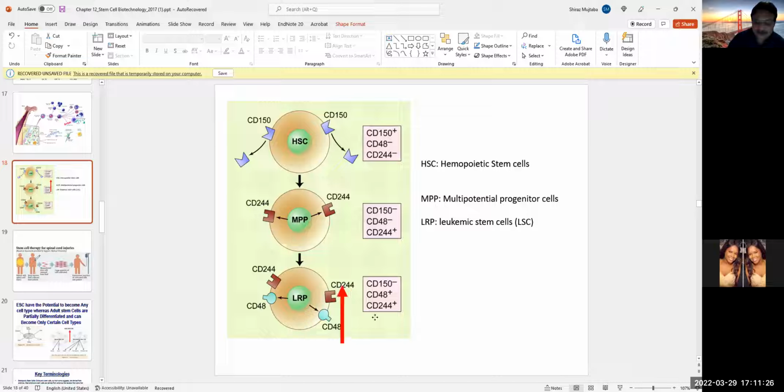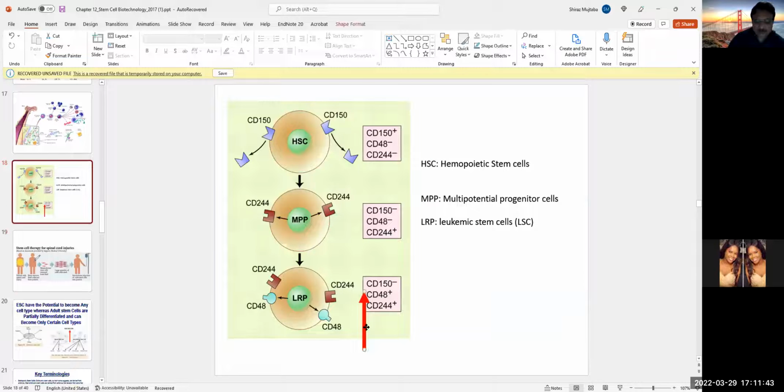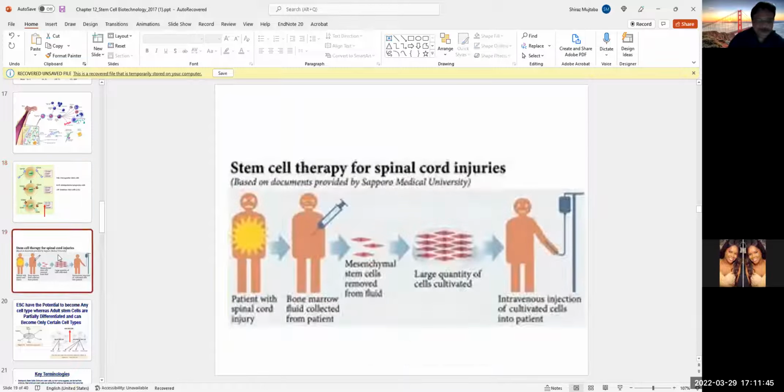So why use patient cells for treatment? Because it prevents the chances of rejection, right? So that's how stem cell therapy works. The diseased cells are withdrawn from the patient, and then they are taken to the lab.